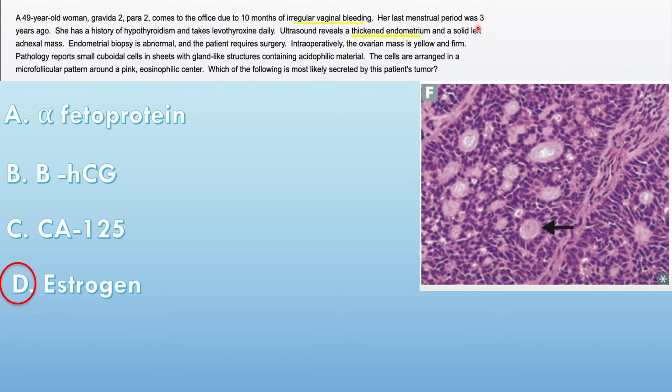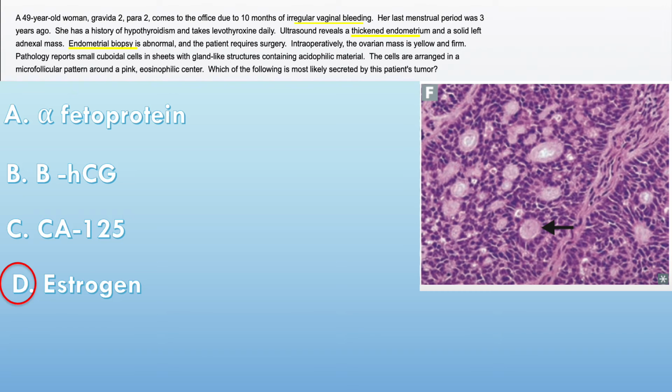Every piece of information matters, guys. And she has irregular vaginal bleeding, so it is not normal, obviously. It's unusual for a postmenopausal woman to have 10 months of vaginal bleeding. Right away, you should suspect something. She has a history of hypothyroidism, takes levothyroxine. This is a distractor, guys. Don't note this, okay? Ultrasound reveals a thickened endometrium. Wow. And a solid left adnexal mass.